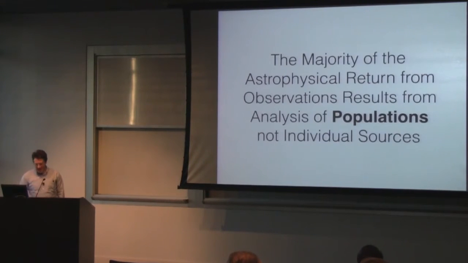I guess the thesis of my talk today is that almost always the majority of the astrophysical return that you get from some set of observations comes from the analysis of populations of things, not individual sources. Okay. There are classic counterexamples, the Hulse-Taylor pulsar. It's one thing, fantastic resource. But in general, when we're doing astrophysics, we're doing it with multiple sources, and we're interested in the properties of a population as a whole, not collecting individual items.